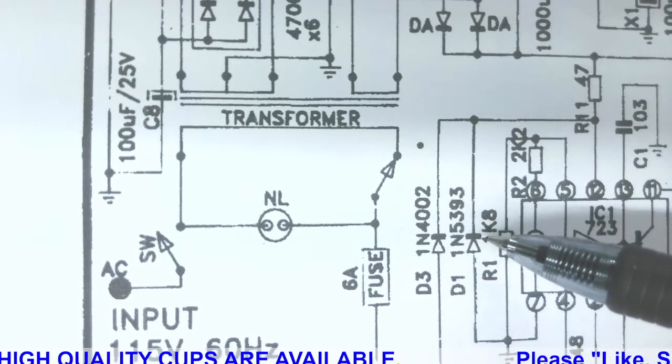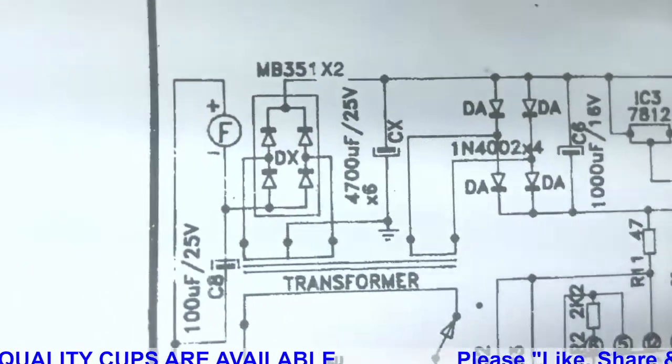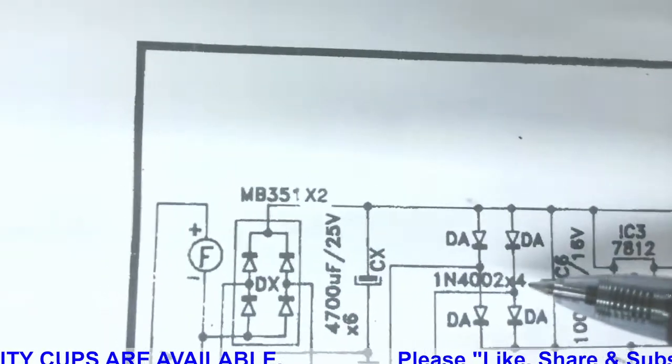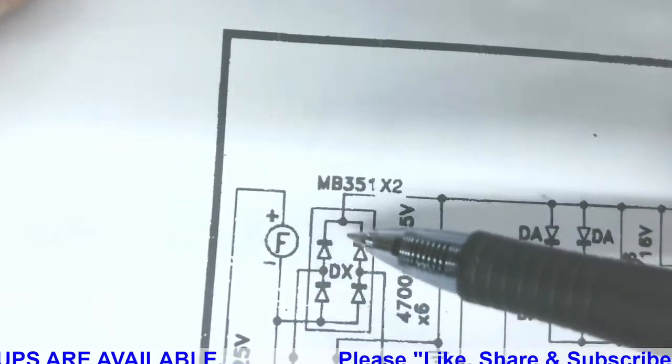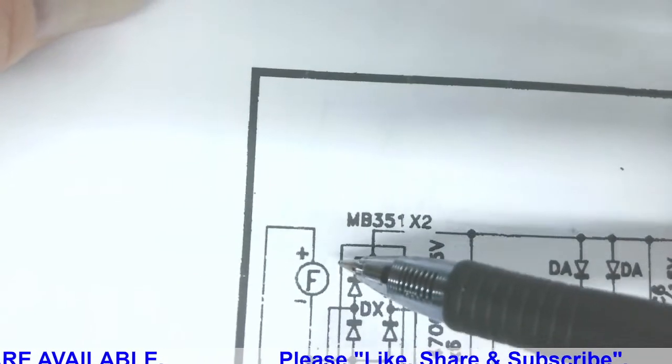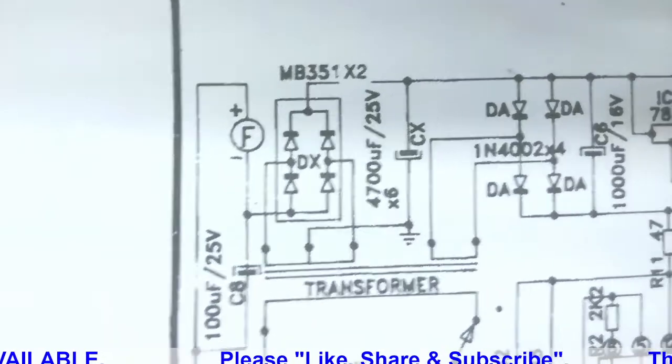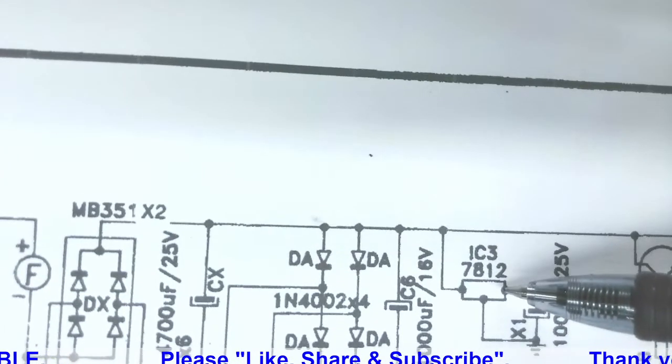Here's your diodes. That's part of your bridge rectifier. There's a half wave here, and you got a full wave here, and you got a bridge rectifier right there as well. You got a fusible link here. So remember we talked about that regulator?